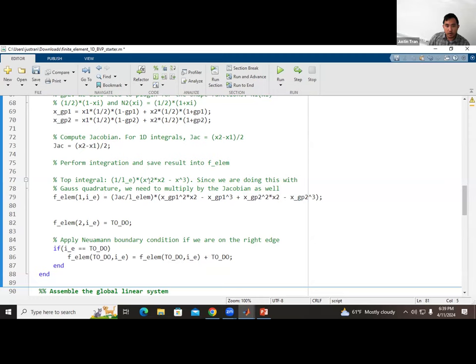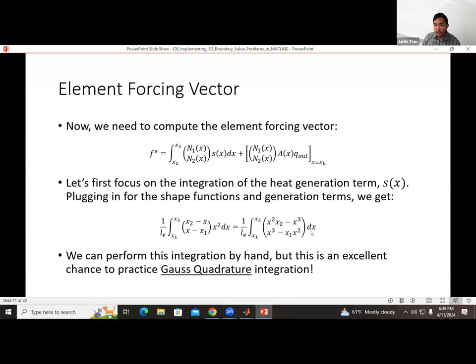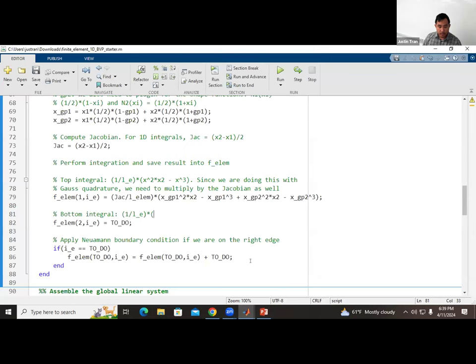The second integral, or the bottom integral, is 1 over LE multiplied by the bottom expression here, which is x cubed minus x1 times x squared. Let's implement that here. Just like we did for the top entry, we multiply by the Jacobian divided by the length of the element, times our integrand. We start with x cubed, so we have x gp1 cubed minus x1 times x gp1 squared.